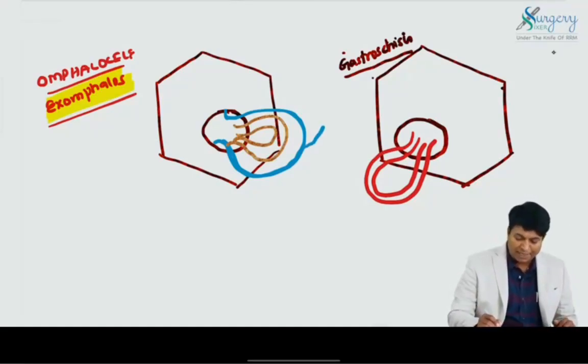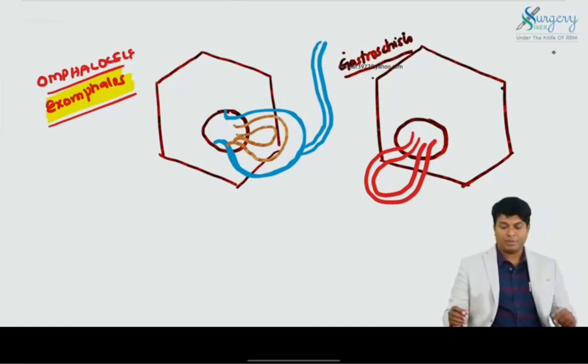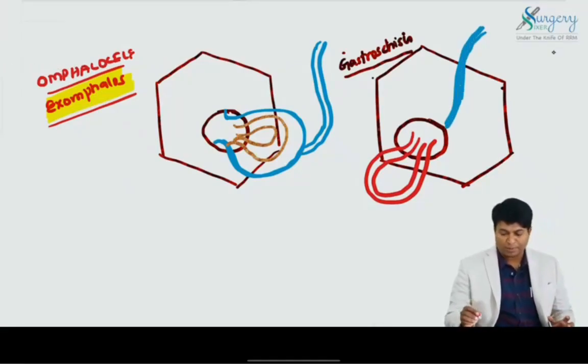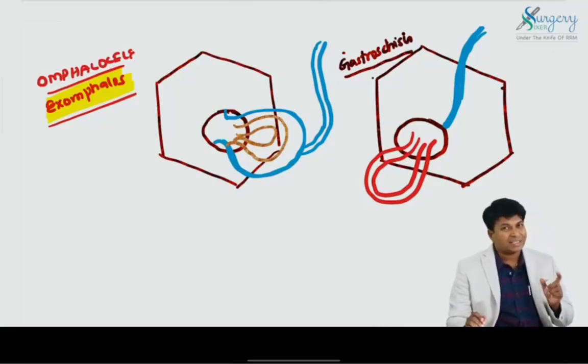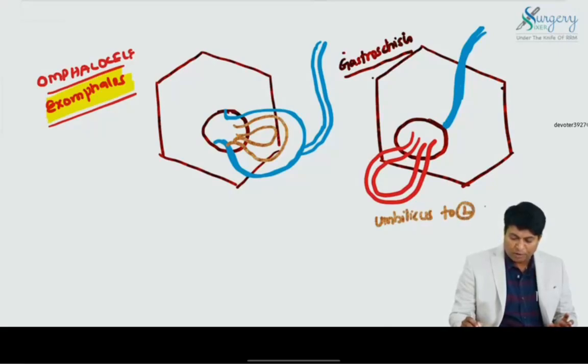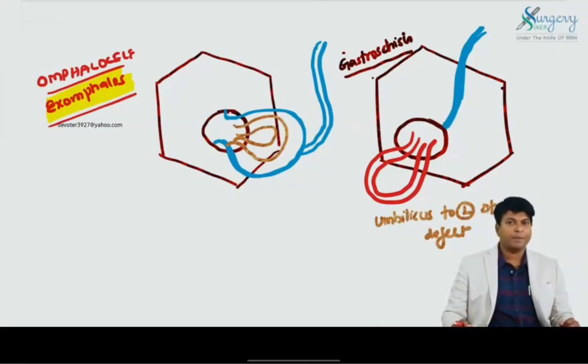Now I'm just telling you the differences between the two. In exomphalos, the umbilicus is attached to the summit of the membrane, like this. But in gastroschisis, the umbilicus is seen to the left of the defect. The umbilicus is attached here, and the defect is in the right iliac fossa. A question usually comes in exam: in gastroschisis, where is the umbilicus attached? The umbilicus is attached to the left of the defect, and the defect is in the right iliac fossa.